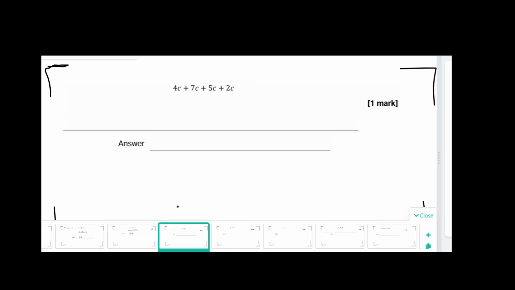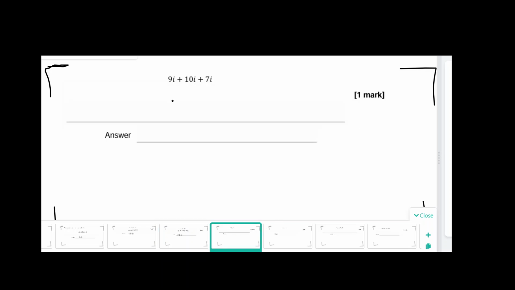We're happy with that. One more example again. Check that all the terms are like. So C, C, C, C, so they are all alike. Now we can just go ahead and, in this case, we have all addition, so just add them all together. We have 4 plus 7, which is 11 plus 5, that is 16, plus 2, that is 18. So we end up with 18C. Okay, so again, one more, 9 plus 10 plus 7, and that gives us 19 plus 7, and that is 26I.